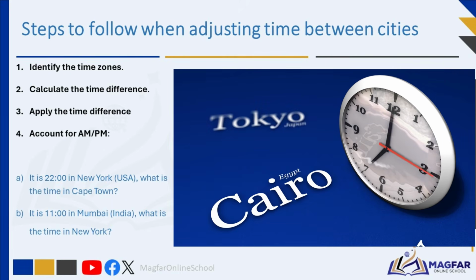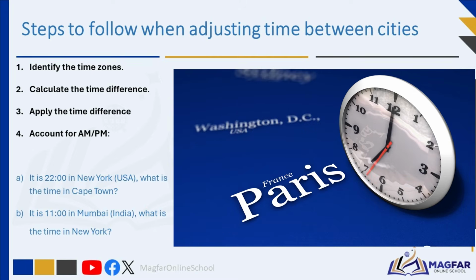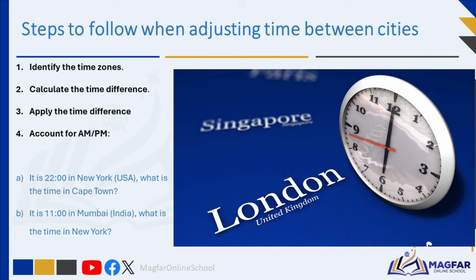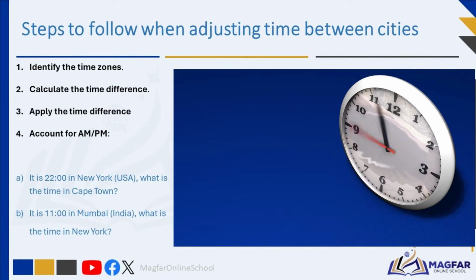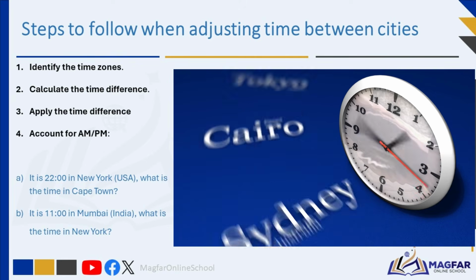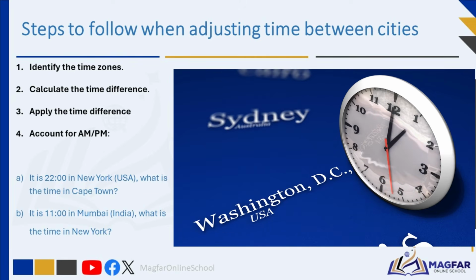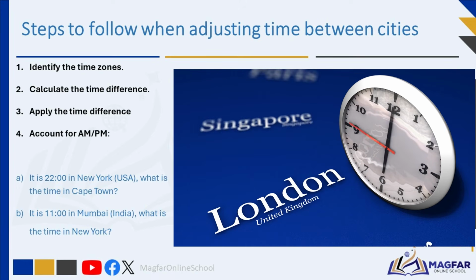If you are moving east, you add the difference. If you are moving west on the time zone map, you subtract the difference. 4. Account for AM, PM. Keep track of whether the time is in the AM or PM period and adjust accordingly. Following these steps should give you the correct time in the requested location.